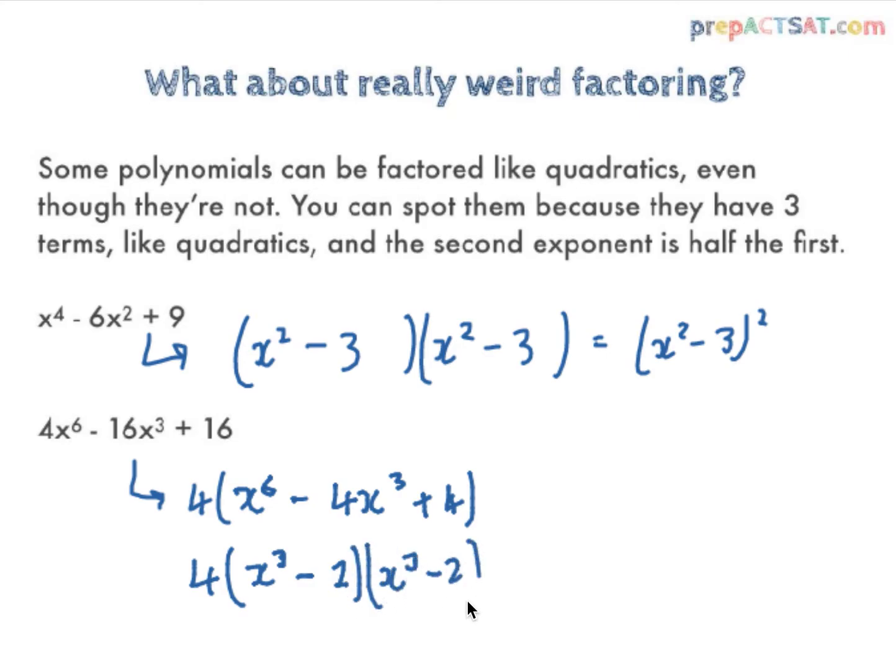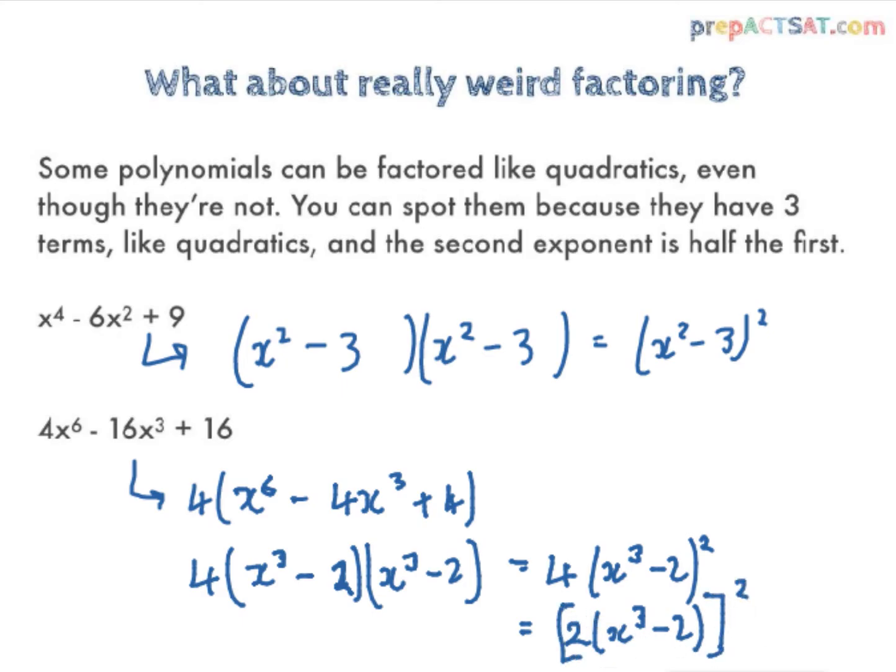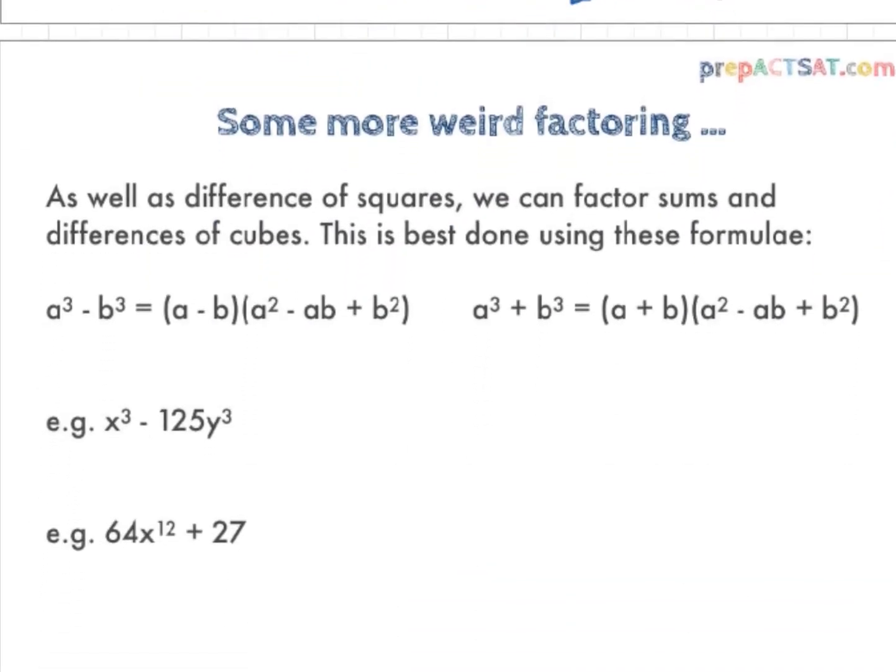and x cubed minus 2, because x cubed times x cubed, reminder, you would add the exponents here, and that's x to the 6. Sorry, that looks like a 1, it's not, it's a 2. And then I'd have 2x cubed from the inside terms, 2x cubed from the outer terms gets me that. 2 times 2 is 4. So really, that's 4 times x cubed minus 2 squared. Or if you really want to be fancy, 2x cubed minus 2, double brackets, all squared, just because we can. Okay, that's all good. Let's move on to some more weird factoring.